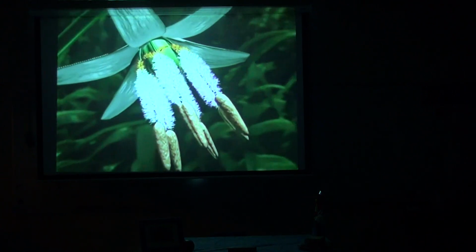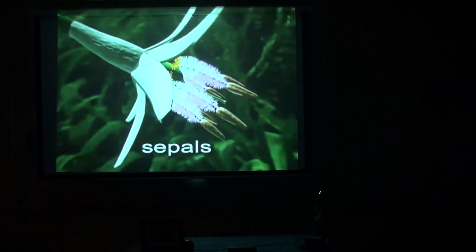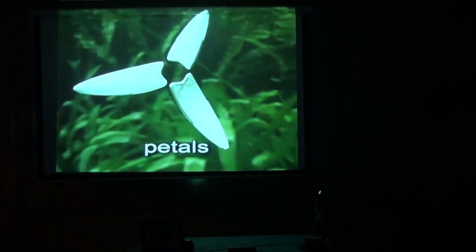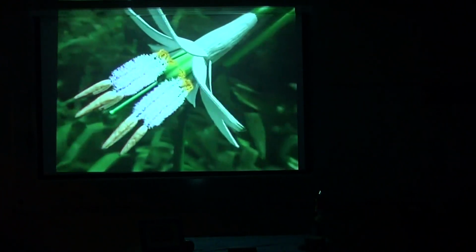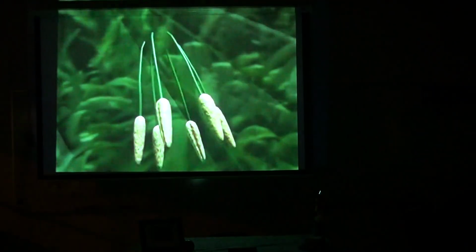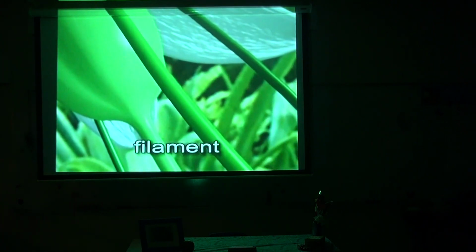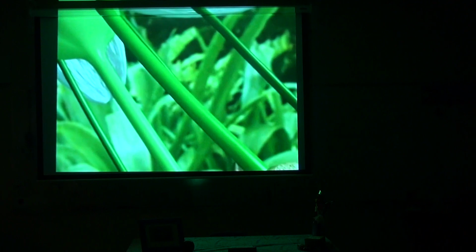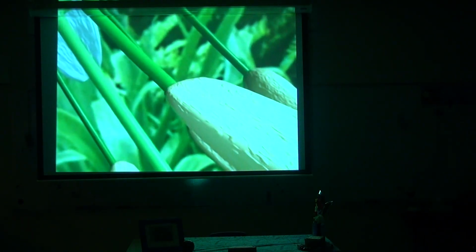Almost all flowers have these same structures in different forms. Each flower has 3 sepals, which overlap 3 petals. Inside the petals there are 6 stamens that produce pollen. Each stamen is attached to the flower by a filament. The enlarged sac at the tip of the filament is called the anther.